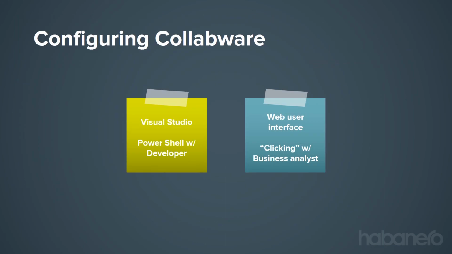And then finally, from a Collabware perspective, there's a couple of ways of configuring Collabware. Firstly, as with configuring SharePoint, you could use Visual Studio. You can use a tool within Visual Studio called PowerShell, typically a developer or a solution architect-led activity. And then you can also configure it, which is probably more of the mainstream activity, through the web user interface, and this would just be that good old tool of your mouse and clicking. More of a business analyst or an ECM consultant resource would do that work.